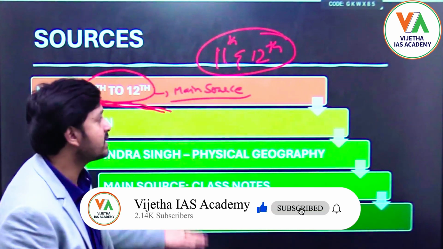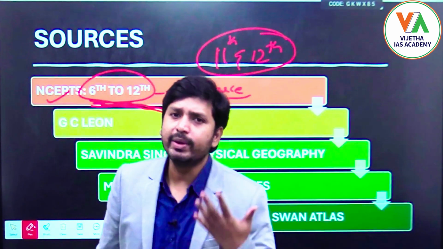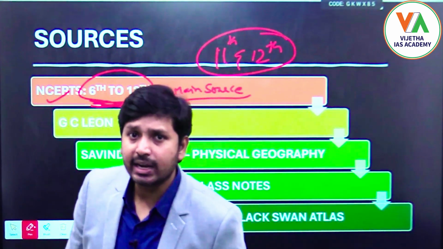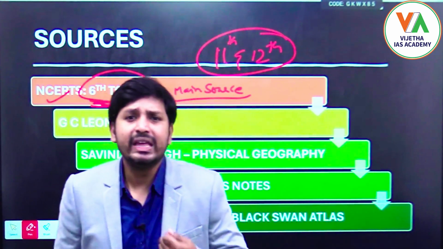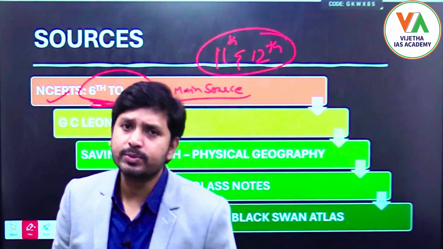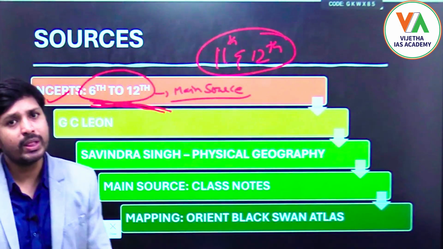But I will suggest to read from the basics, so that some topics might be repeating in the coming classes like 7th and 8th, whatever you have read in 6th class NCERT. But it's still fine because they will have some add-ons and they will increase certain topics and concepts with respect to the same topic. So it's better if you start reading from 6th to 12th NCERT.